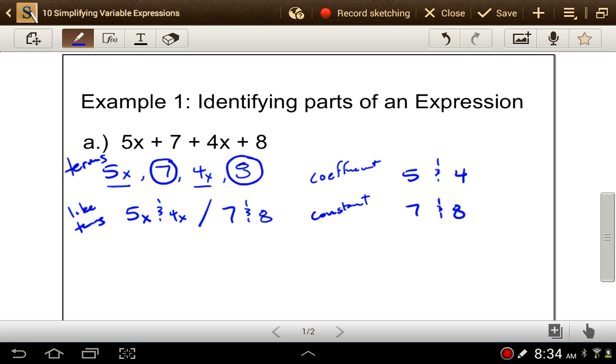Now let's focus on these like terms right here as I move forward into my example 2. Okay? If you need to pause, go ahead. Otherwise, I am moving on to example 2.